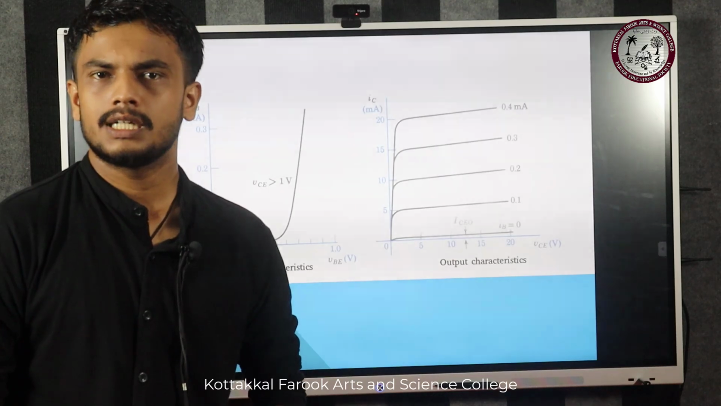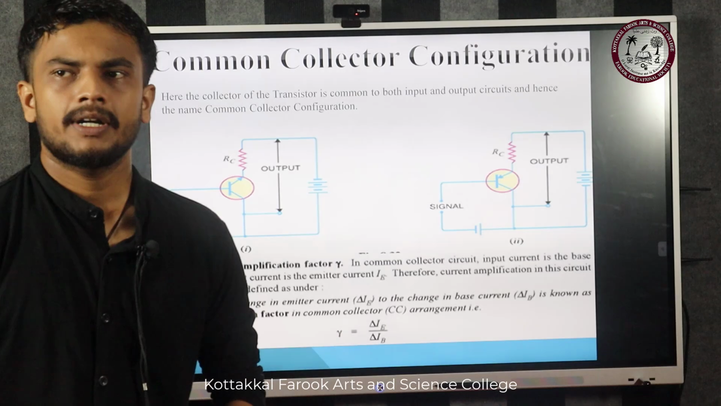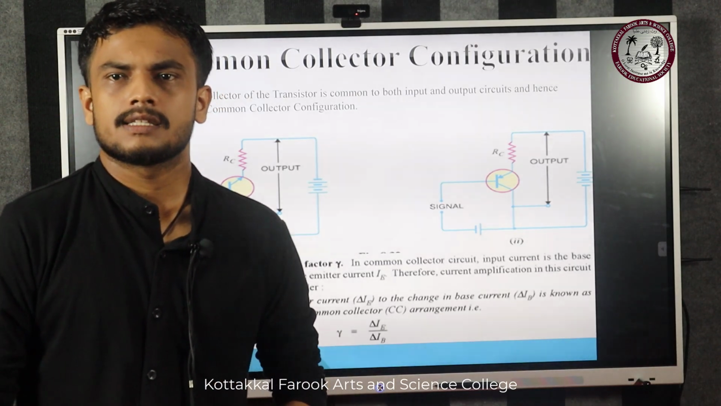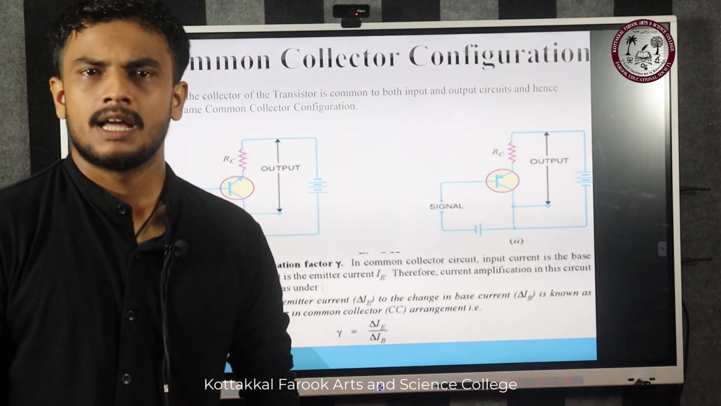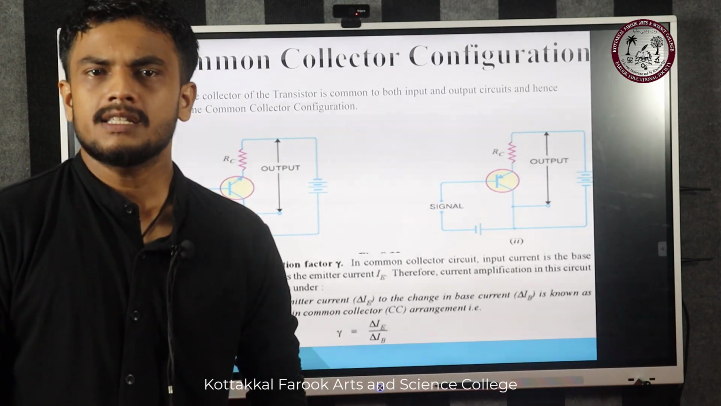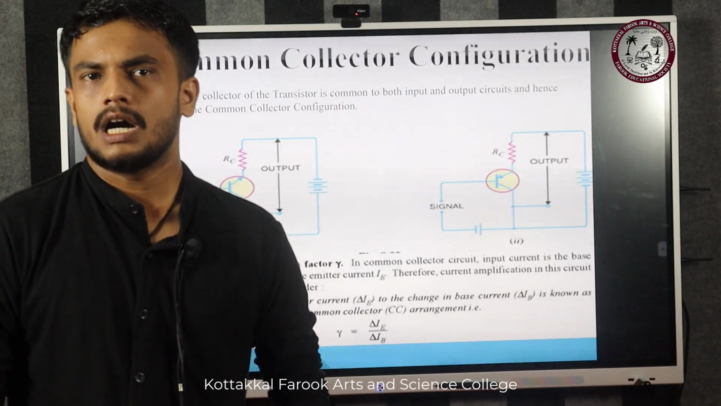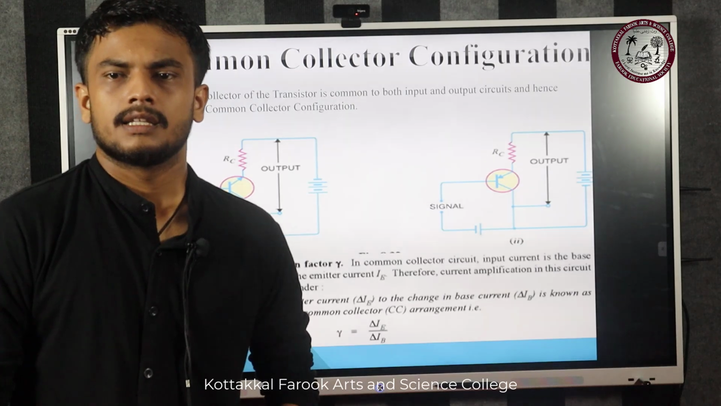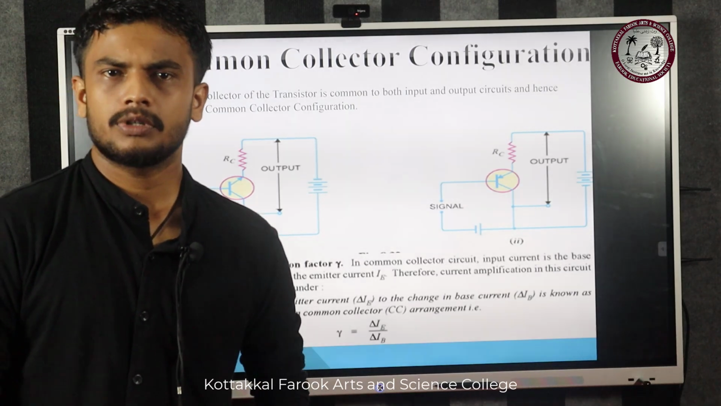Now, move on to the third and final configuration we use, the common collector. Common collector configuration means the collector is common to the input as well as the output, which means the base is the input signal and the emitter is the output signal. The current amplification factor is the ratio of output current versus input current.